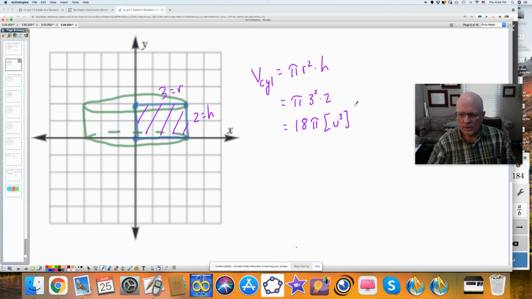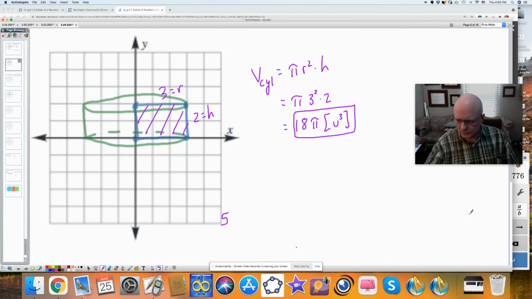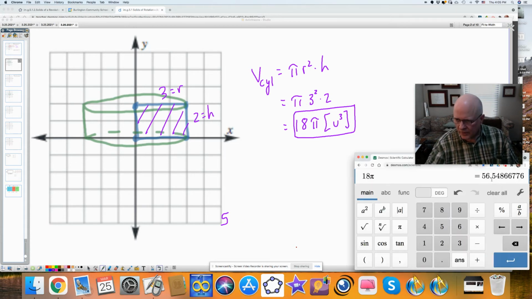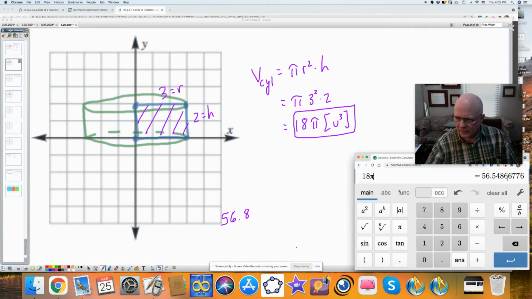Well, wait a minute. 18 pi, compared to the previous one, and I can plug this into the calculator. Let me just do that first. See what this is really going to be. 18 pi is going to be, I need to write this down. 56.54866.